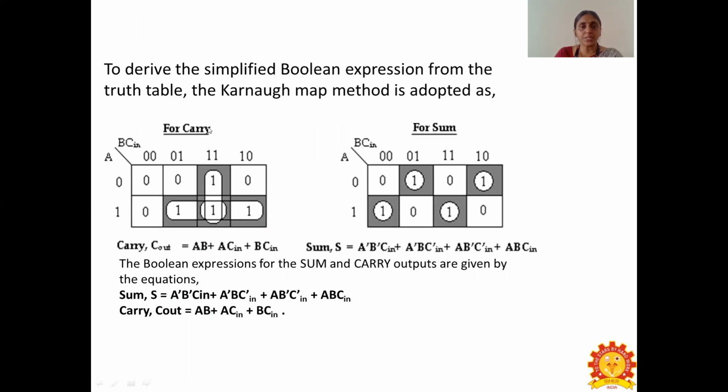And to derive the simplified Boolean expression from the truth table, the K-map method is adopted here, where after simplification we get the carry Cout value as AB plus A Cin plus B Cin. And the sum S can be expressed as A' B' Cin plus A' B Cin' plus A B' Cin' plus A B Cin. And these Boolean expressions for the sum and carry outputs are the simplified Boolean expressions obtained by applying the K-map method.